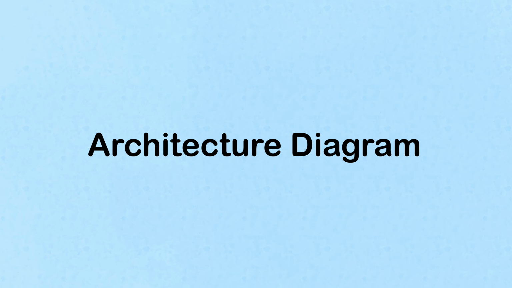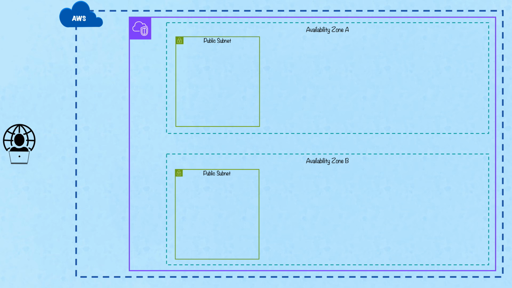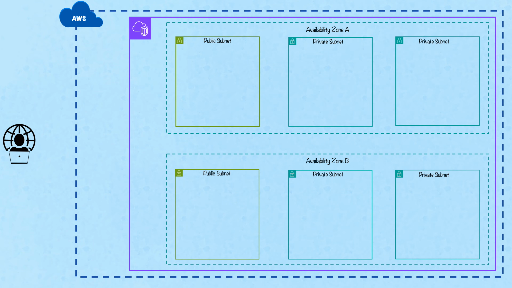Let's break down the components of our high availability and scalable 3-tier architecture. We'll begin by defining the AWS cloud environment as the foundation for our solution. Within this environment, we'll establish a virtual private cloud to house our resources and ensure network isolation. To enhance fault tolerance and availability, we'll divide the VPC into 2 availability zones. Each zone will contain 3 subnets: a public subnet for the presentation tier, a private subnet for the application tier, and a private subnet dedicated to the data tier.